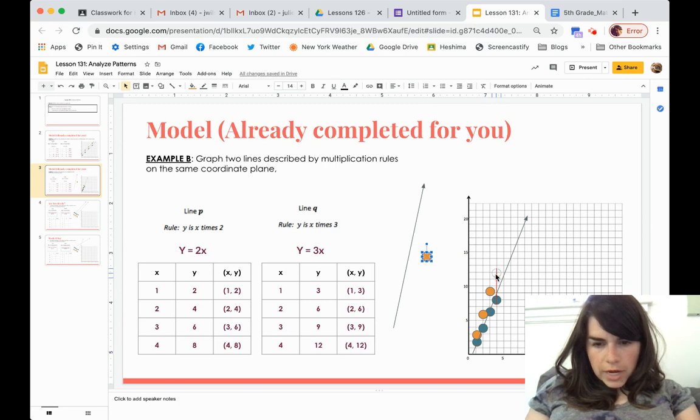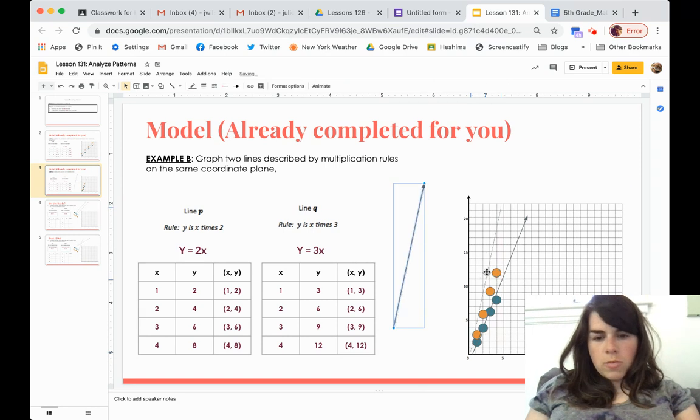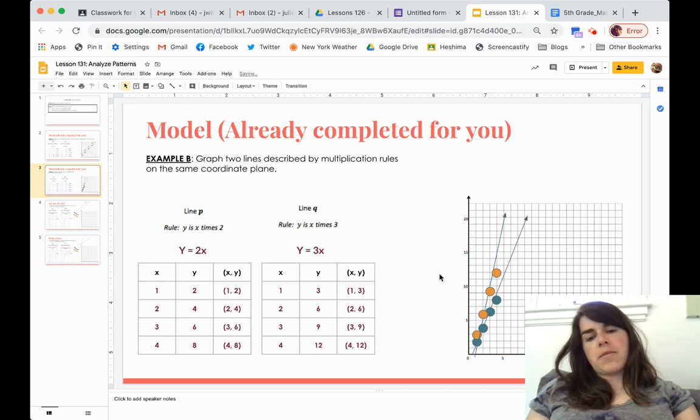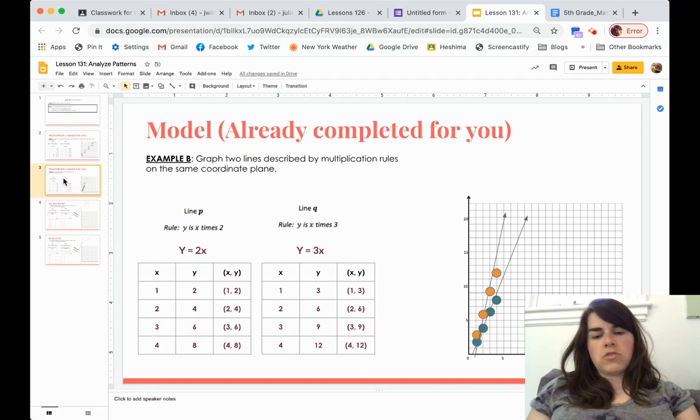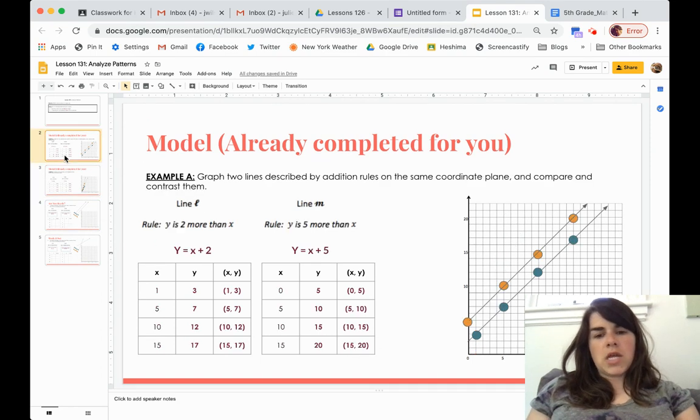And I know that these are kind of scrunched together, but when you look at these two lines, you'll see that they're increasing at a much faster rate than the addition ones did. First of all, these two lines do intersect. Second of all, they're increasing at a much faster pace. They're steeper than the lines in the first one.